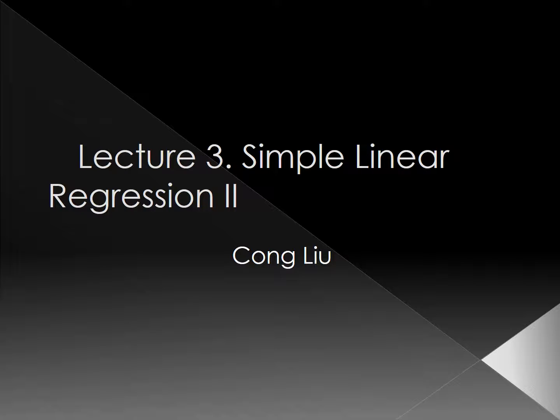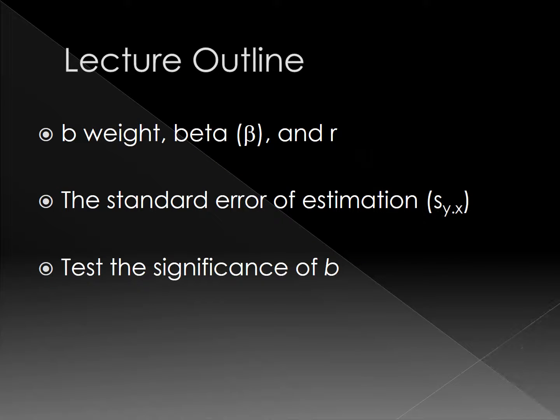This lecture follows our last lecture on simple linear regression. First, we will continue about the B weight, beta, and the correlation coefficient of R. Second, we will learn the standard error of estimation. Third, we will test the significance of the B weight.